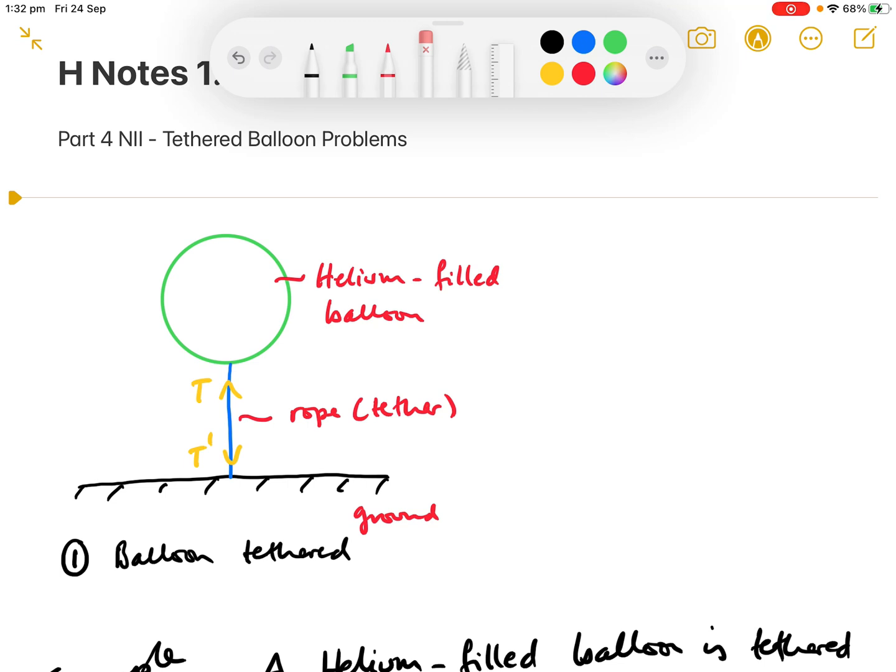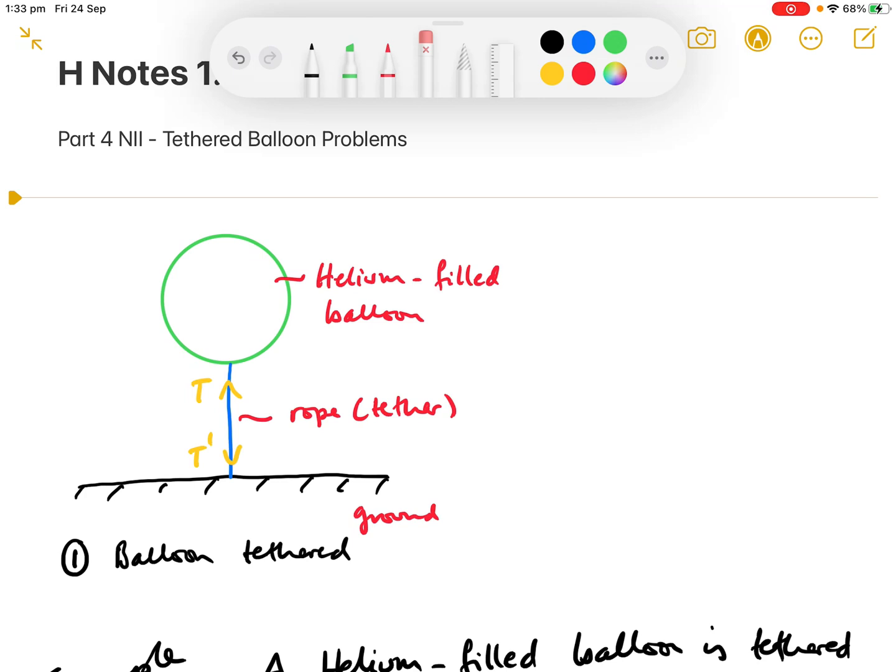So here's the situation. We have a helium-filled balloon. It must be helium-filled, or at least be a hot air balloon, in order to have an upwards force called an upthrust force. Otherwise it wouldn't float in the air. And it's tethered or tied to the ground with a rope. Tethered is an old English word for tied. So as you can see, it's tied to the ground.